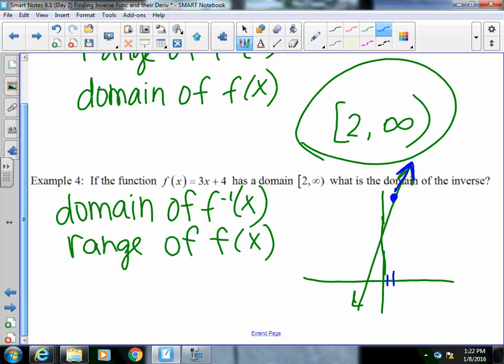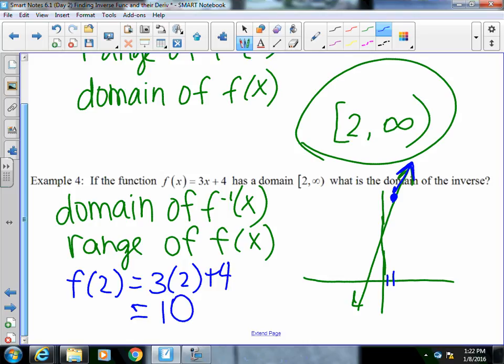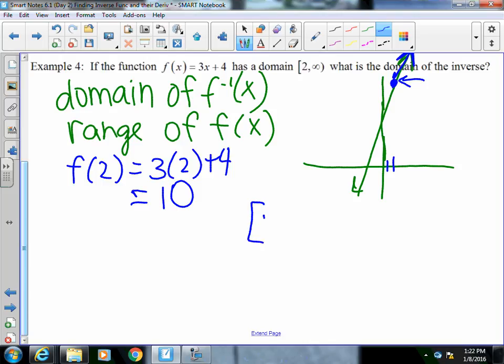How can we figure out what that y value is? Now, the lowest y value occurs when x is 2. Well, we can plug 2 into our function. And we find out that it's 10. Notice that point right here is the lowest that that portion of the graph ever gets, and it's just going to continue to get higher because it has a positive slope. So, our range is going to start at 10 and keep going up. So 10 to infinity.